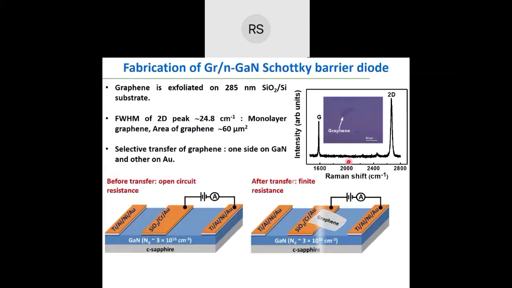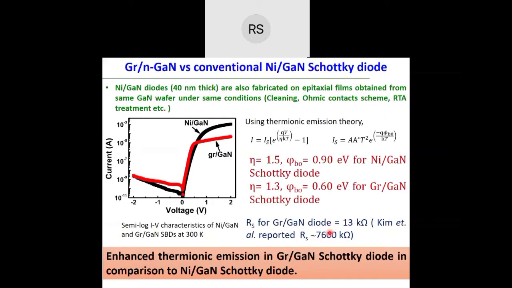So this is graphene on gallium nitride, contacting the gallium nitride. This is a graphene on gallium nitride Schottky diode. You may assume graphene has metallic behavior in principle. So you see these current voltage characteristics. This is for the nickel GaN, which I earlier showed you, and this is for the graphene on GaN. So graphene on GaN also can give you a very high quality Schottky barrier diode.